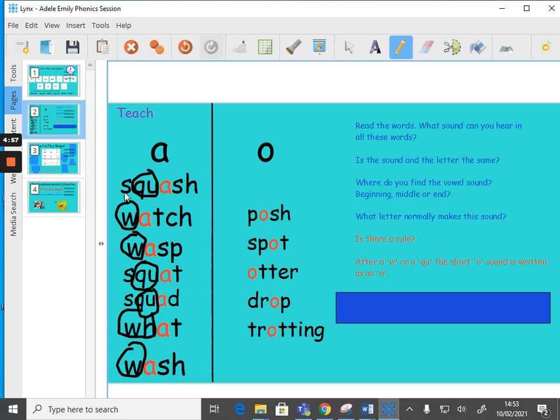So let's have a look. S, qu, o, sh, squash. Short O sound after the qu. Here we've got a w. W, o, ch, watch. Short O sound after the w. We've got a w again. W, o, sp, wasp. Short O sound after the w. So the rule is, after a w or a qu, the short O sound is written as an A.